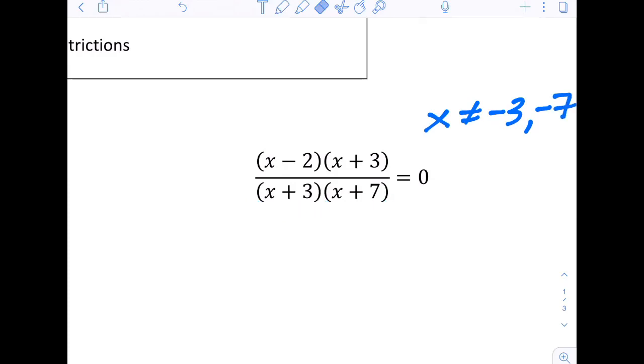Then from there, what we're going to do is try to solve this. So what I can do is, I see I have that polynomial on the left. I have a factor of x minus 3 on the top and bottom, so I can cancel them out, which leaves me with x minus 2 all over x plus 7.